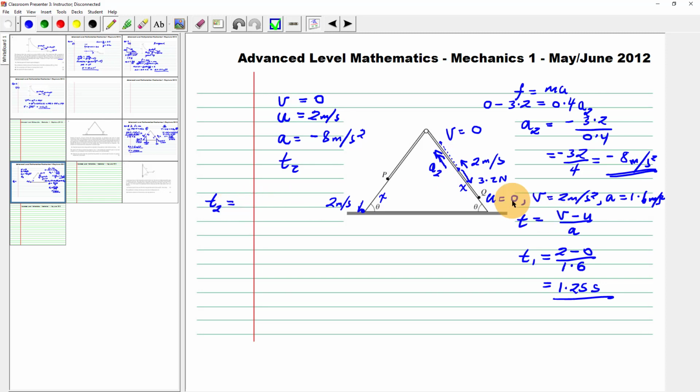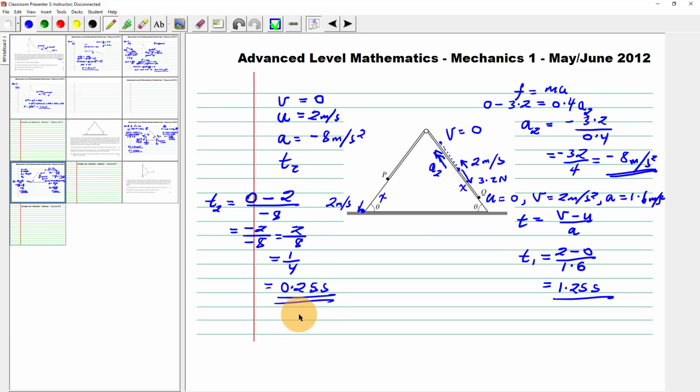So t2 is going to be equal to v, which is 0, minus the initial velocity, it was 2, divided by a, which is minus 8. And this one will be minus 2 over minus 8, which will be 2 over 8, which will be 1 over 4, which is 0.25, again, seconds.